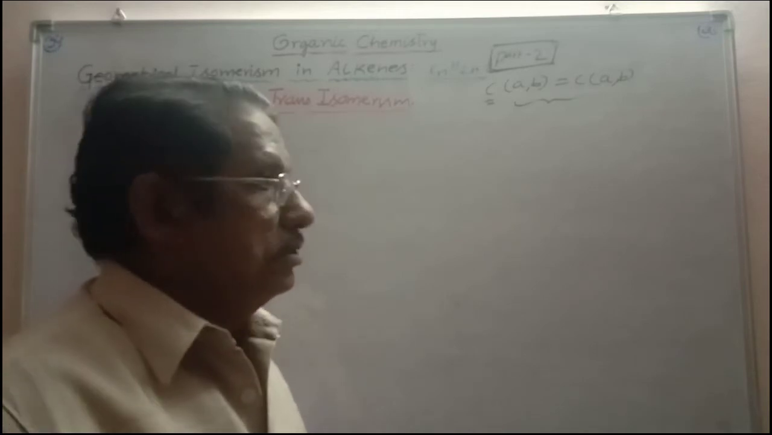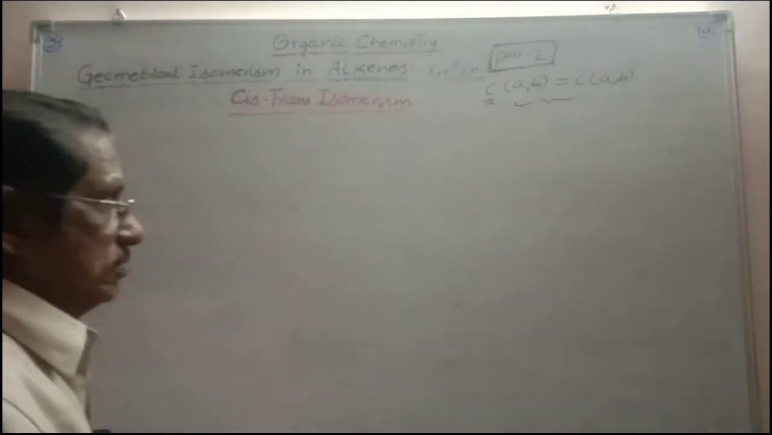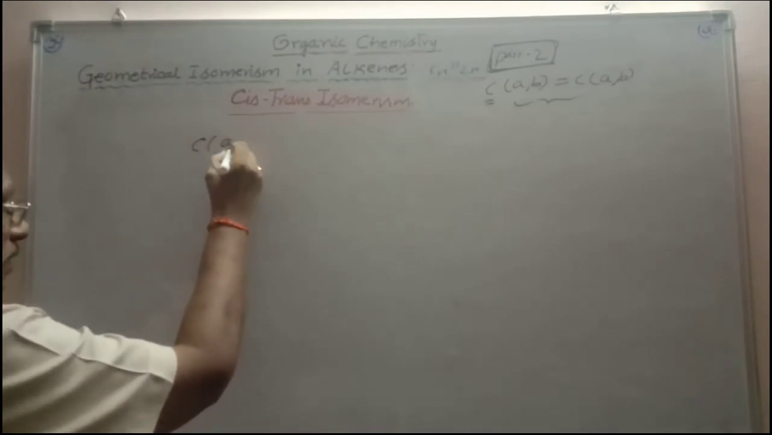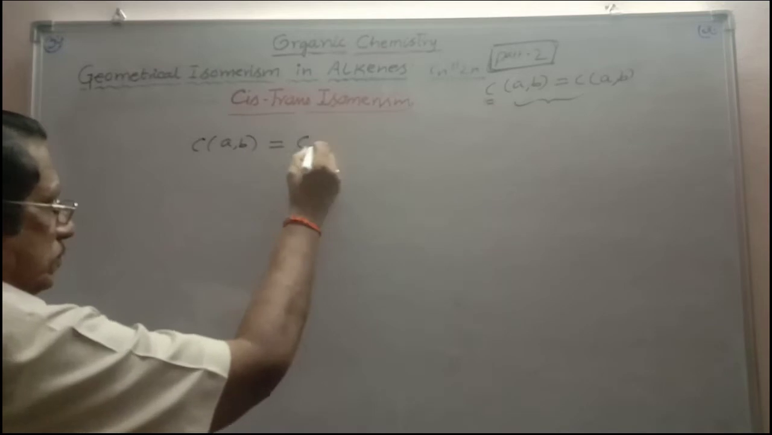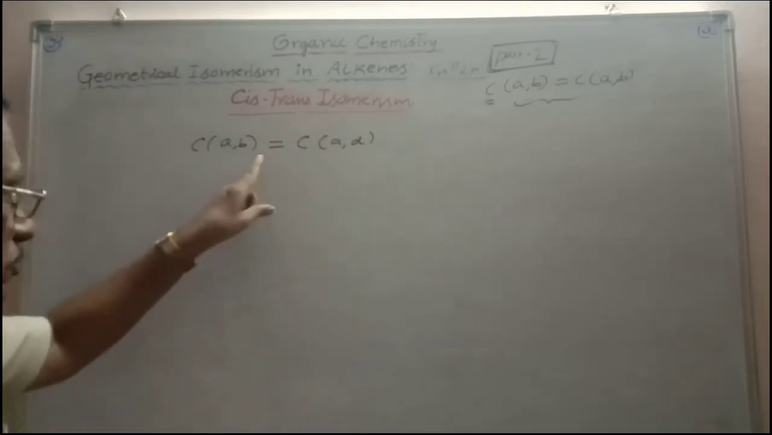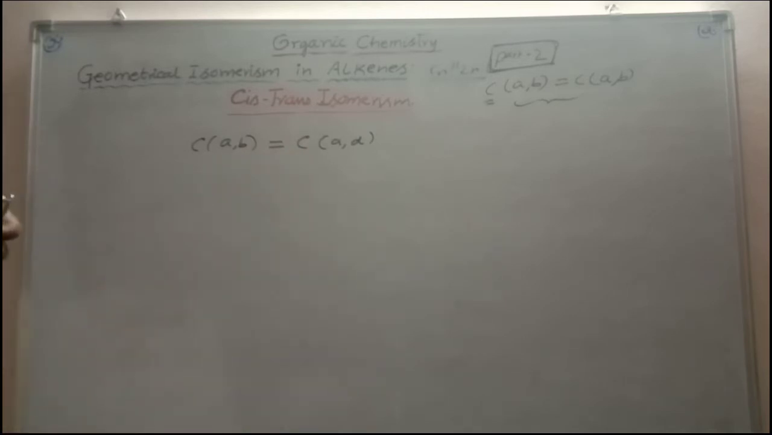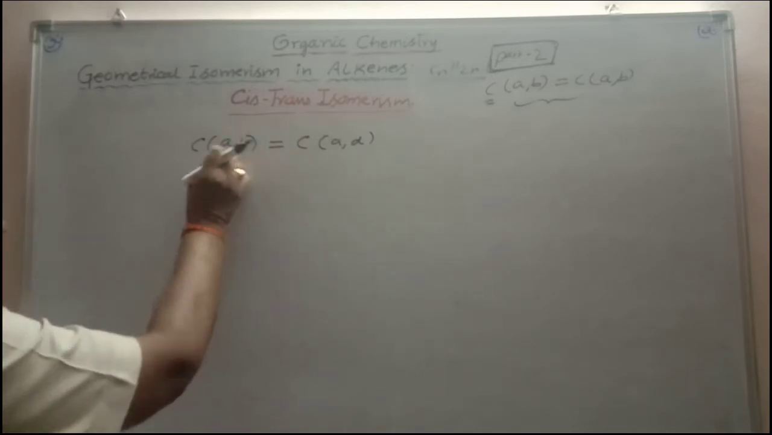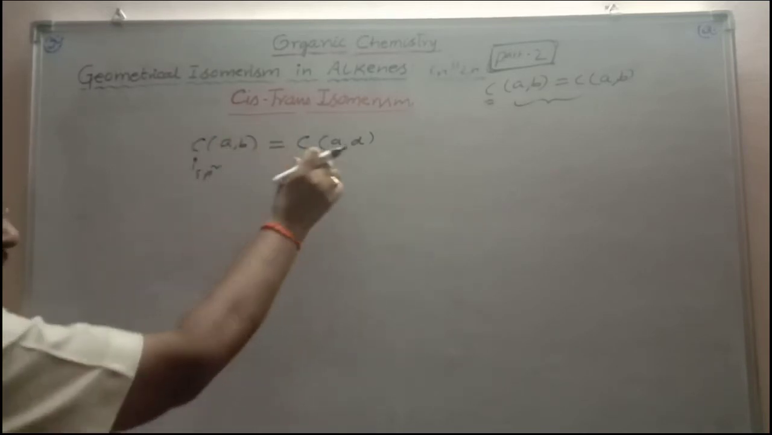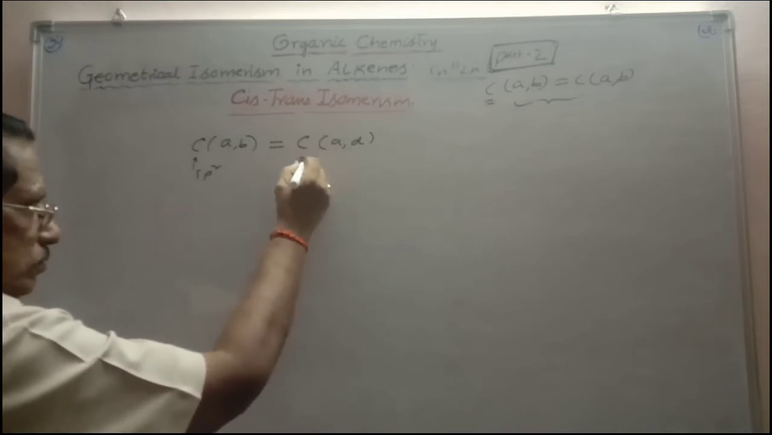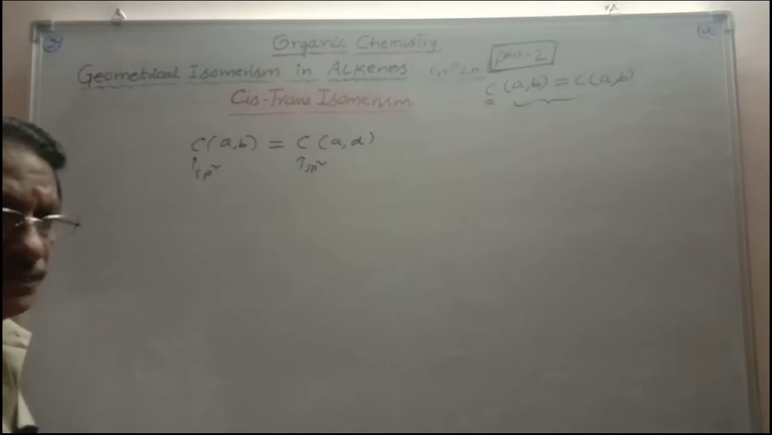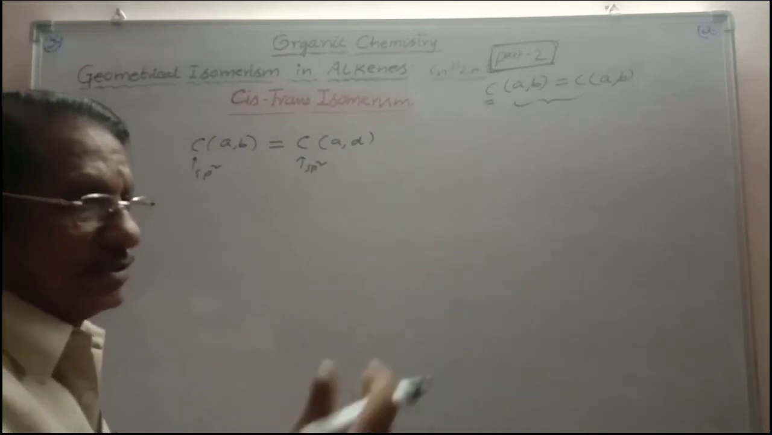Now, if you extend this geometrical isomerism, I am taking a compound like CAB double bond CAD, like this. This is also an alkene. These two groups are carried by this carbon, which is sp2. These two groups are carried by the sp2 carbon here also. These two are different, these two are different. So certainly it exhibits geometrical isomerism.